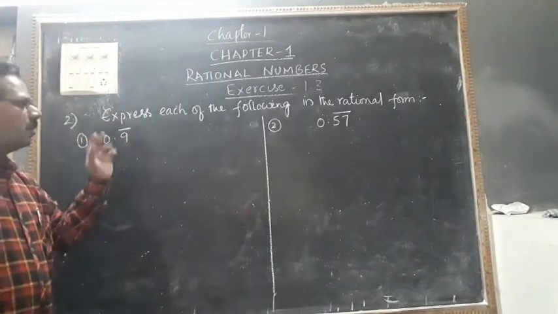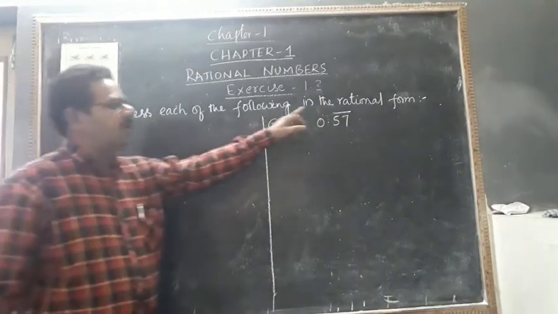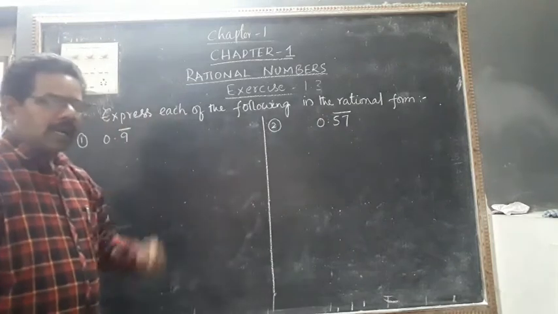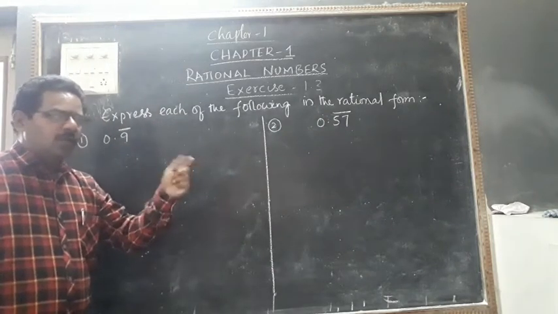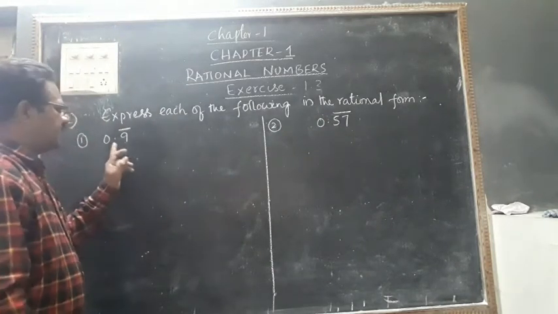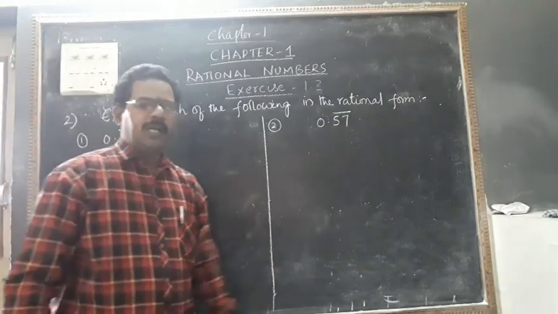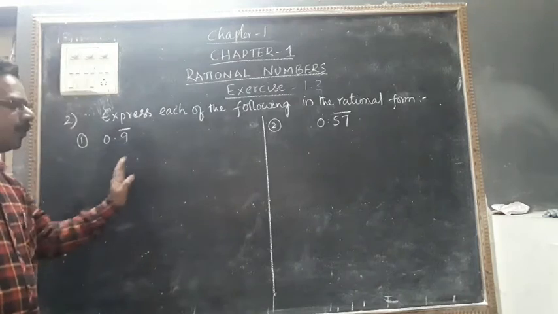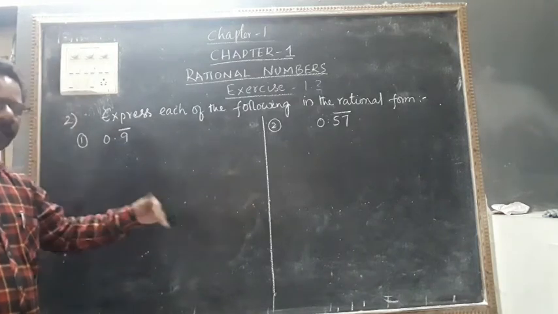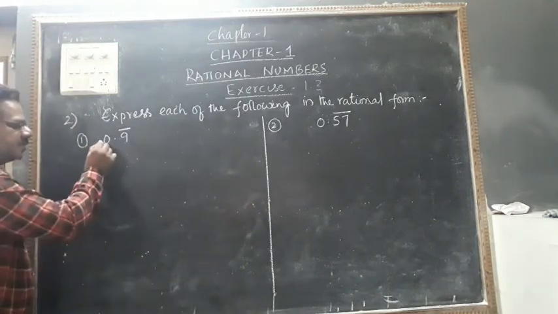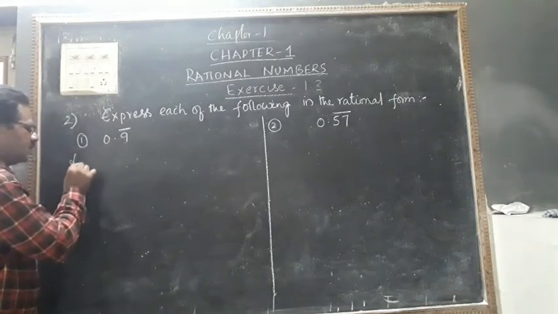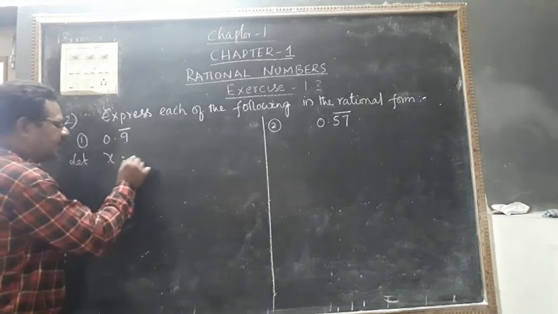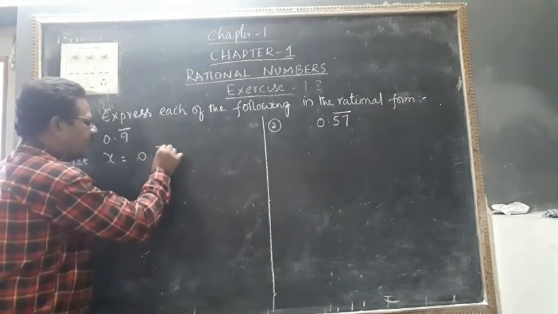Coming to the second Roman, express each of the following in rational form. But in the first Roman they have given only terminating decimals. Here they have given non-terminating repeating decimals. Totally they have given 4 sums, but now we are doing 2 sums. After that we shall do the other 2. So first one, 0.9 bar.